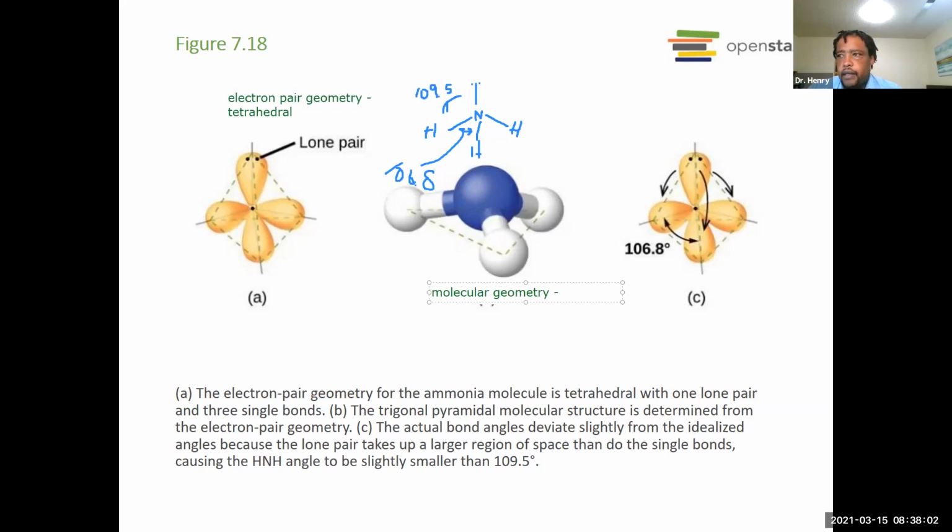It's called trigonal pyramidal, because it's a three-sided pyramid. But this is what it's really going to look like. Those lone pairs shift the angle because they cause more repulsion. They're going to shift the angle slightly. Does that make sense? Yeah.